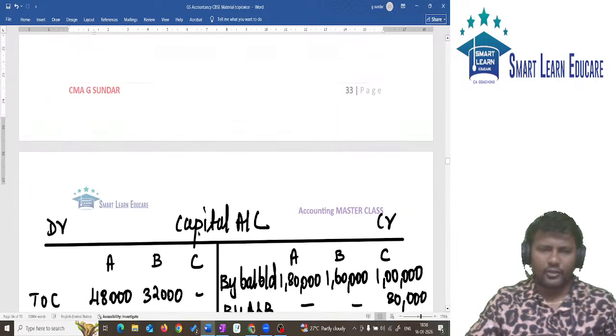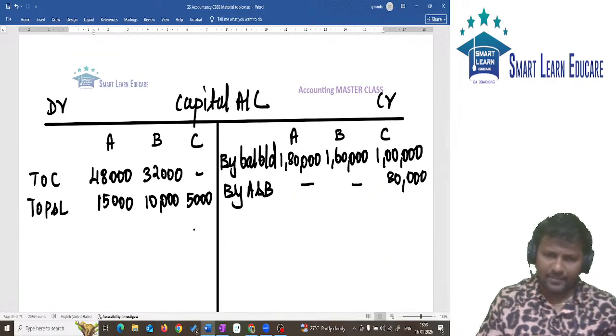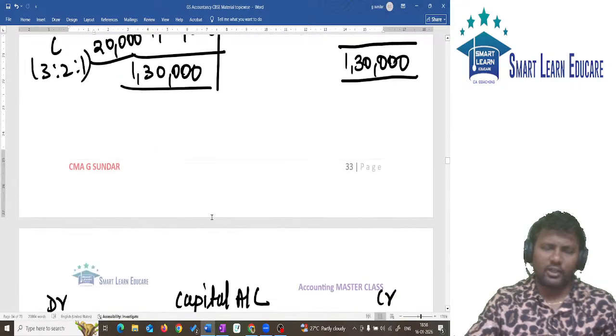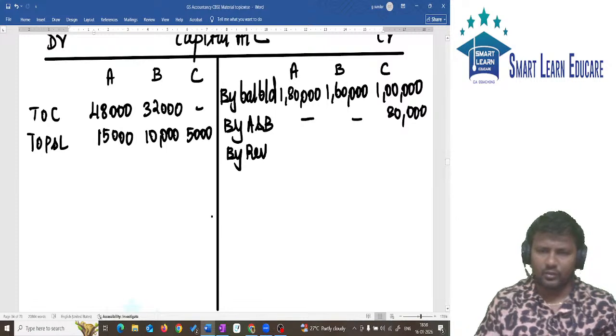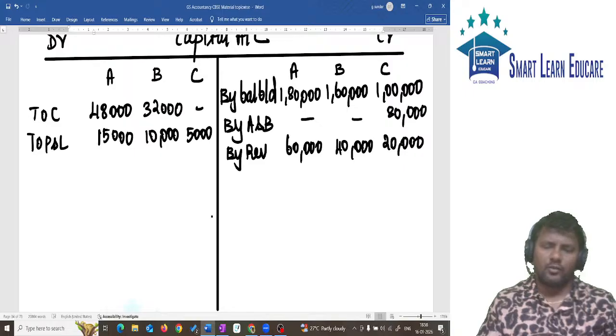Then revaluation. Revaluation goes to capital. In the upper capital account it is by revaluation. What is the amount? 60,000, 40,000 and 20,000. So goodwill adjustment over, revaluation over, reserve over.